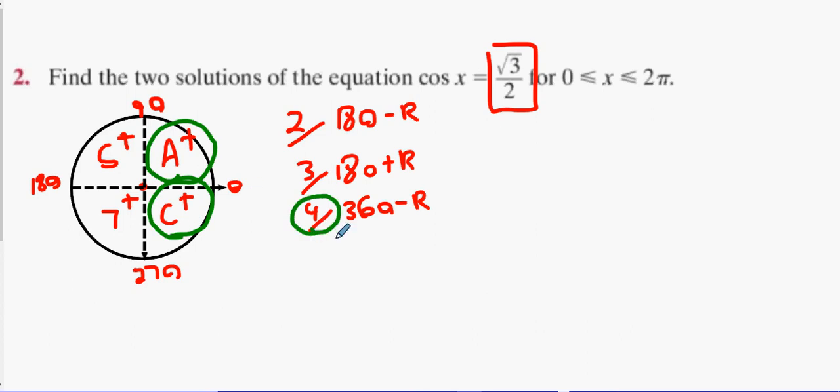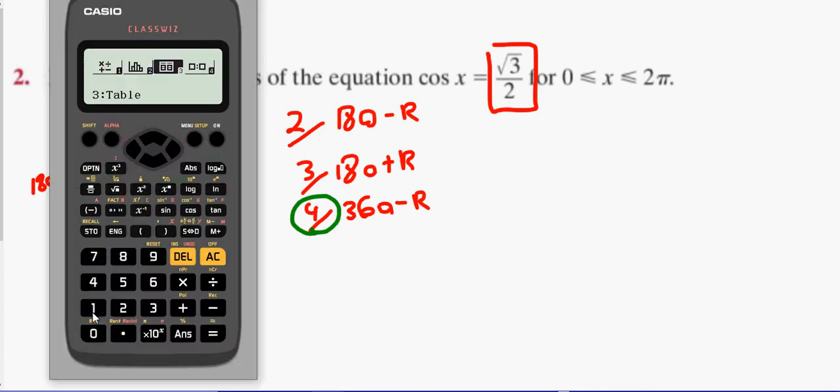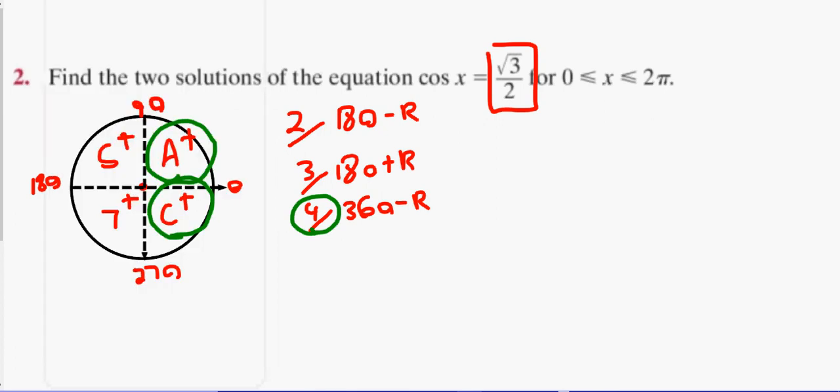Is that okay? Go to your calculator and cos inverse root 3 over 2. We got pi over 6, okay? Who got 30 degrees? If you got 30 degrees, then you are in degree mode, which is perfect, okay? What rule do I have to use for the other part? What's the fourth quadrant answer? 360 take away 30, and what do you get?